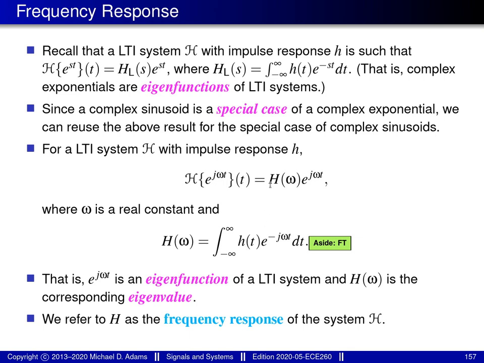Now observe that the quantity H of omega is quite important, because H of omega corresponds to the eigenvalue that goes with the eigenfunction e to the j omega t. So for this reason, the function capital H is quite important, because this function allows us to determine eigenvalues. And because this function capital H is quite important, we give it a special name. We refer to it as the frequency response of the system.